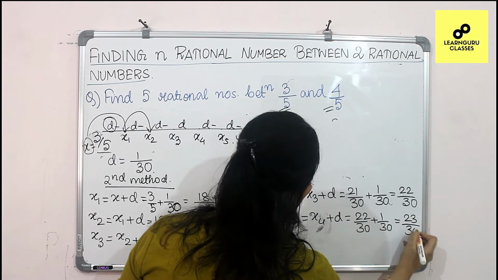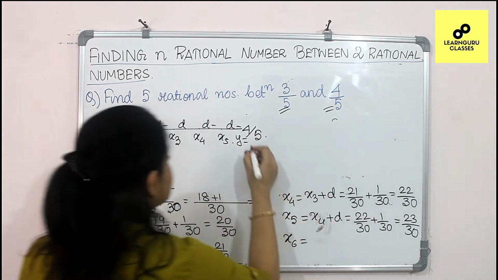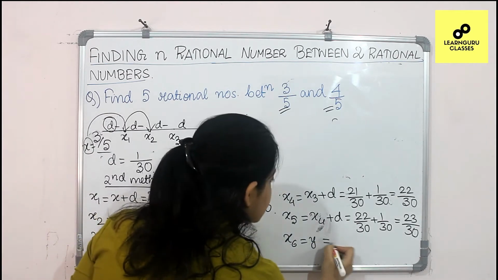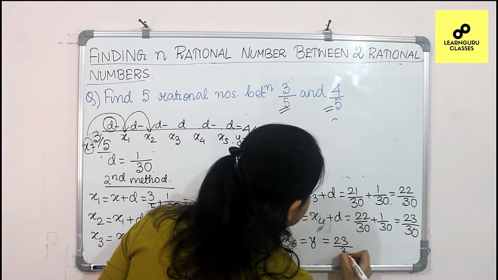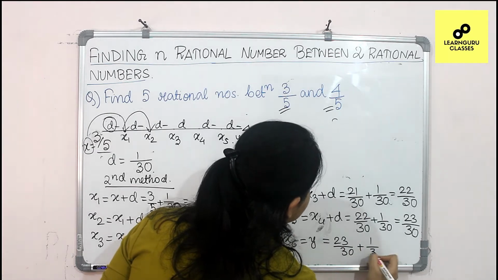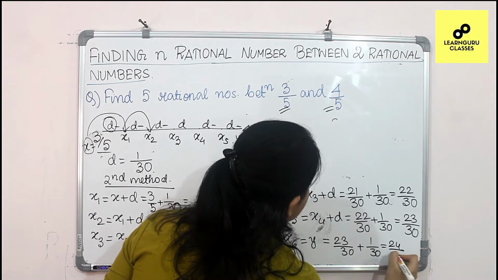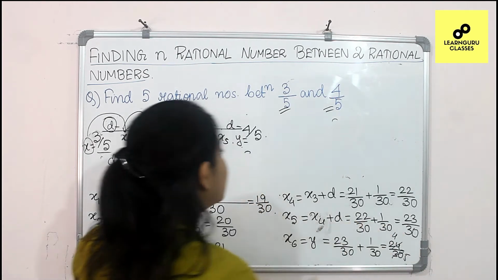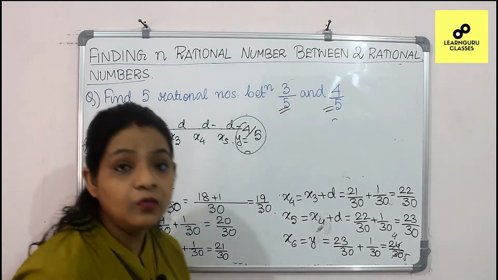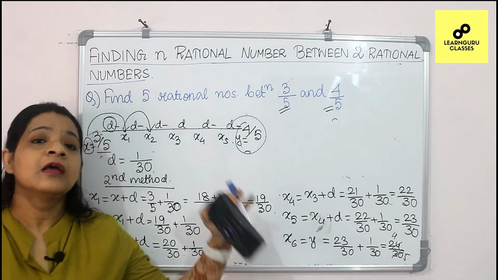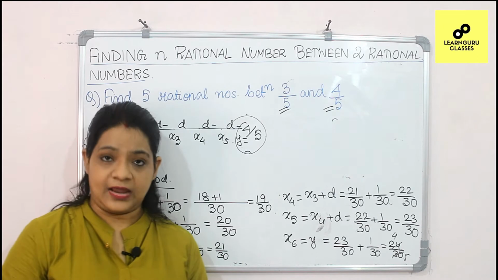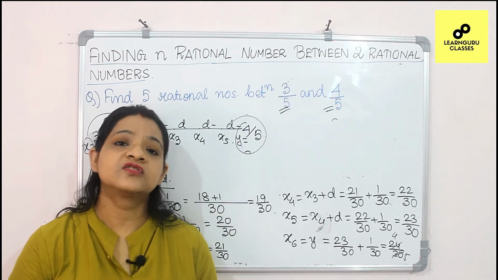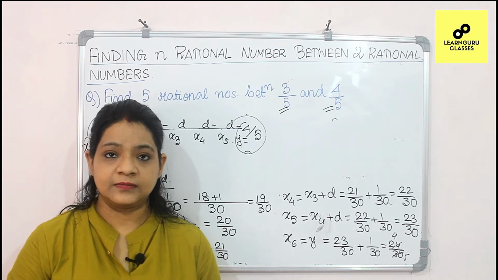And x6 is equal to y. The fifth point is the value of y, isn't it? So just to check, 23 by 30 plus 1 by 30 gives us 24 by 30. So 6 4s are 24, 6 5s are 30. So you are getting the final value. So from that you can make out that your calculations are correct. Okay, so this is the second method. So let's go into the third method.